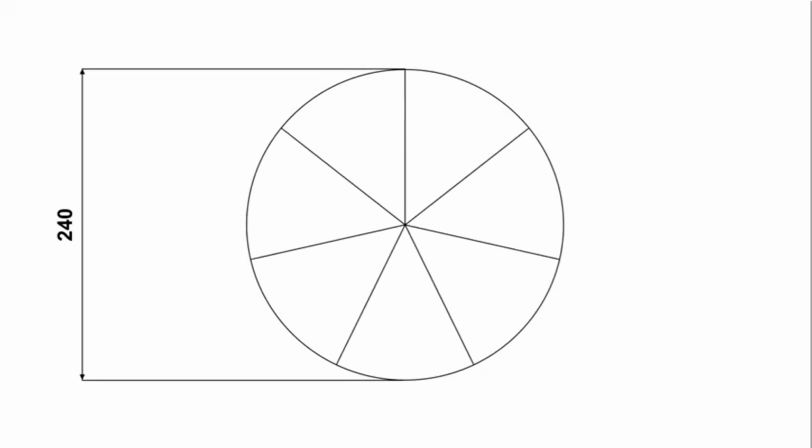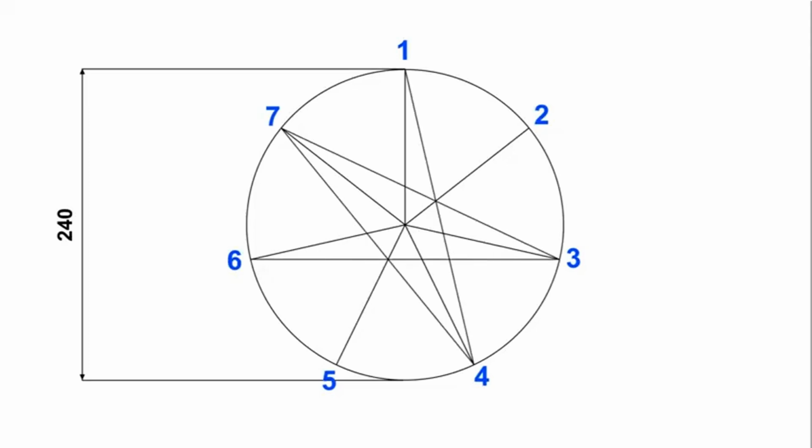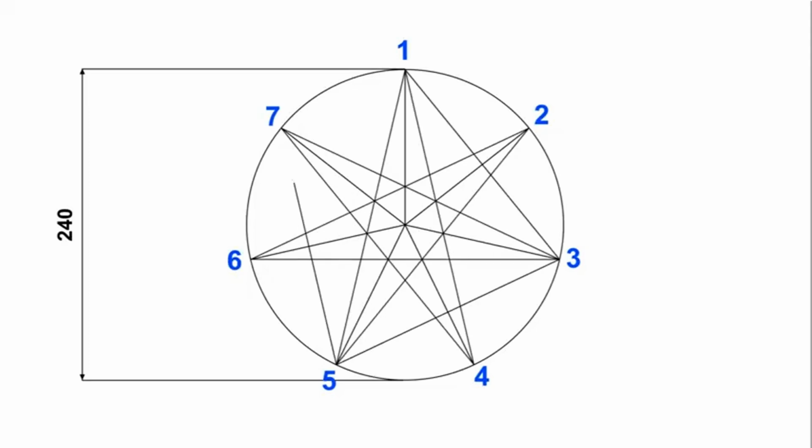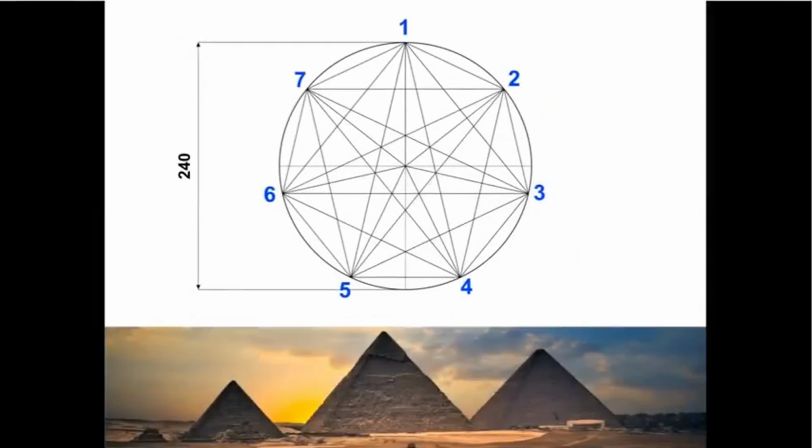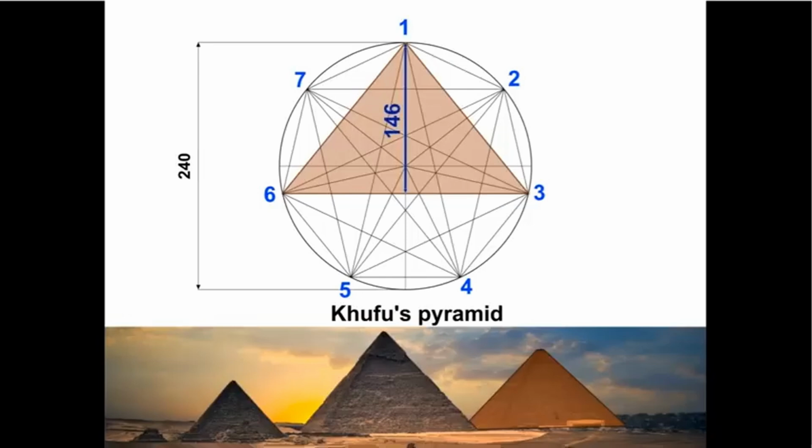We start by drawing a circle with a 120-meter radius and divide its circumference into 7 equal parts. We mark the apexes from 1 to 7 and join them all to form a geometric grid of a 7-pointed star, a matrix of a heptagon. We now connect apex 1, 3, and 6 to create a triangle. Its height is 146 meters. The length of each side is 187, the base is 233, and the lateral angle is 51.4 degrees.